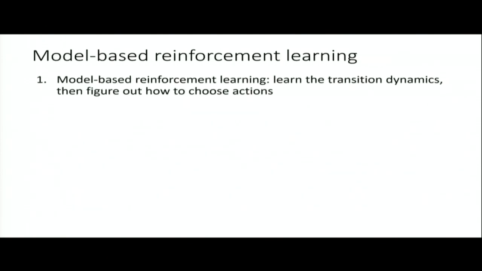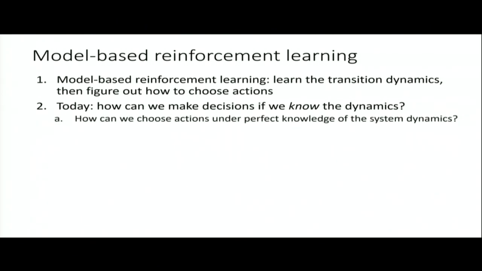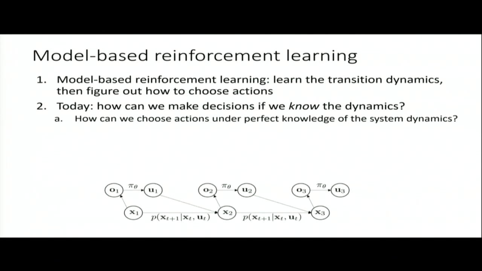So in general, model-based reinforcement learning has the following kind of high-level structure. In model-based reinforcement learning, we're going to try to learn the transition dynamics and then figure out how to choose actions under those learned transition dynamics. And in practice, this might be in the inner loop of some iterative algorithm that actually samples data from the world, and we'll talk about that next week. But today we'll talk about how we can make decisions if we already know the dynamics, so if somebody already did this first step for us. How we can choose actions under perfect knowledge of the system dynamics.